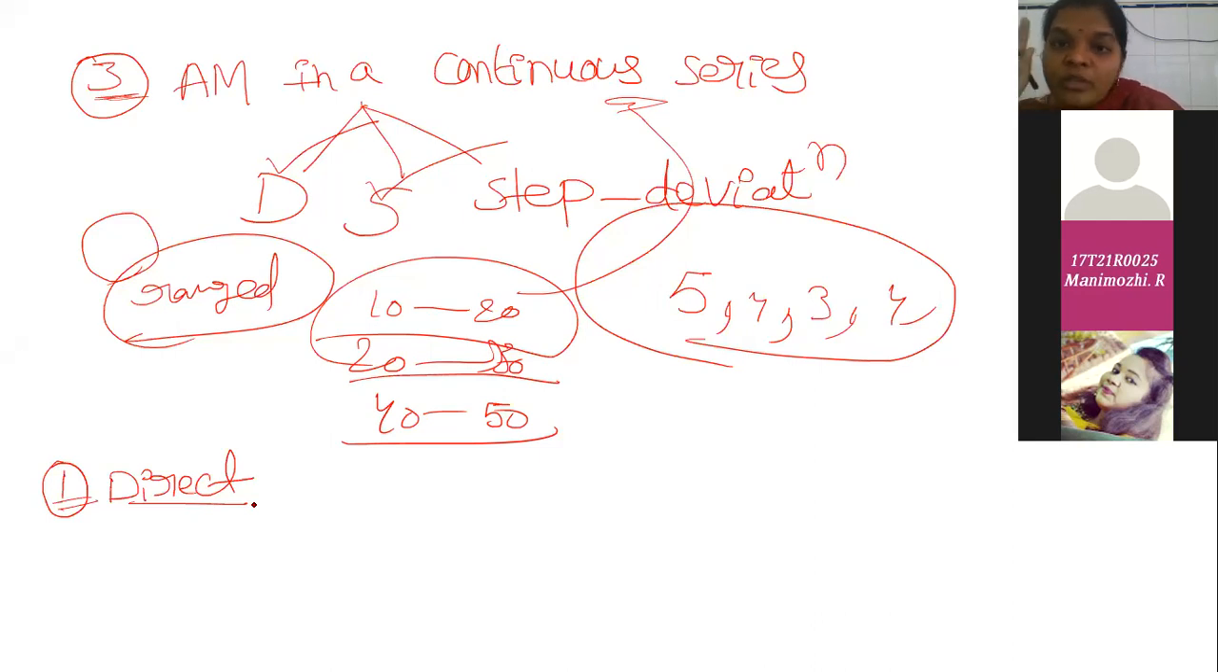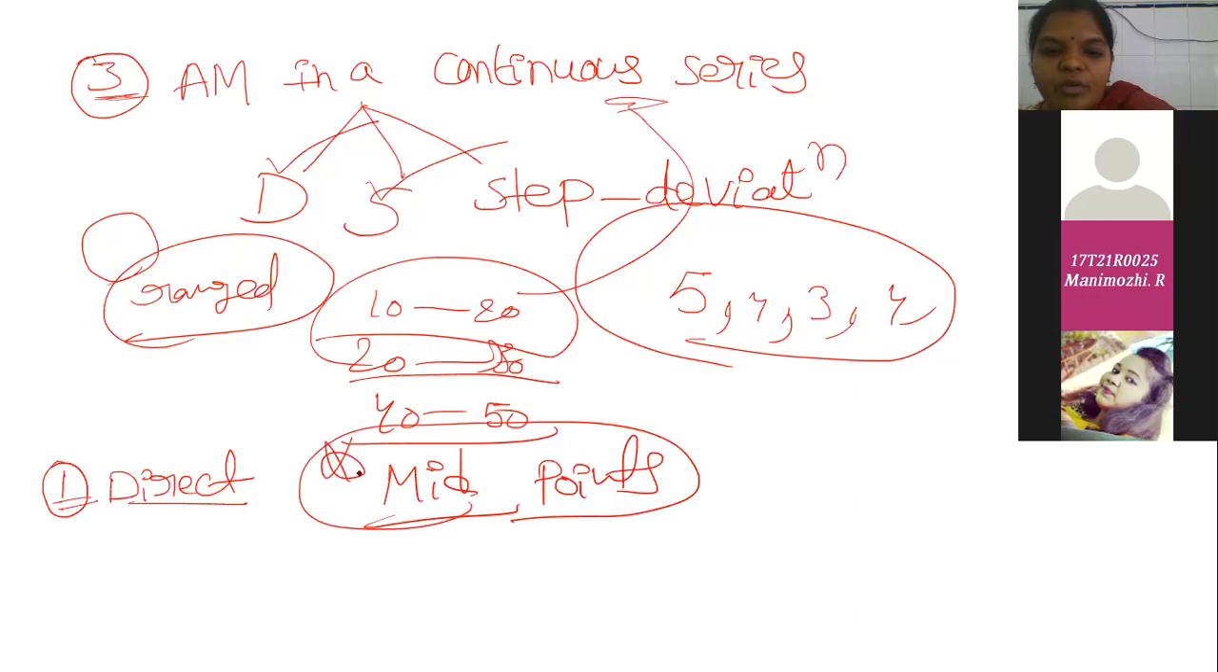I already told you this continuous series is having highest numbers and lowest numbers, or else it will be having some ranged values. So for that reason, you need to calculate what? Midpoints. So this is the most important point. You have to remember it. Then the following formula can be used to calculate the AM.